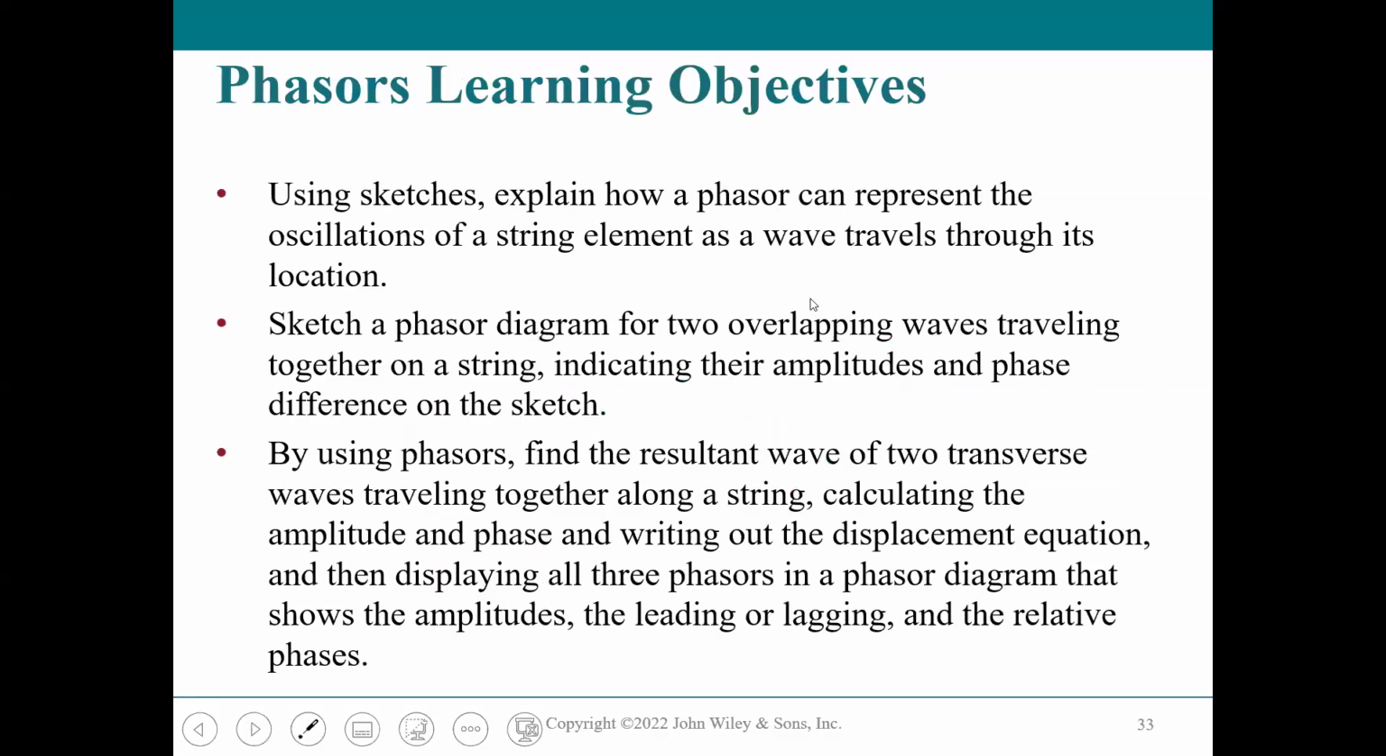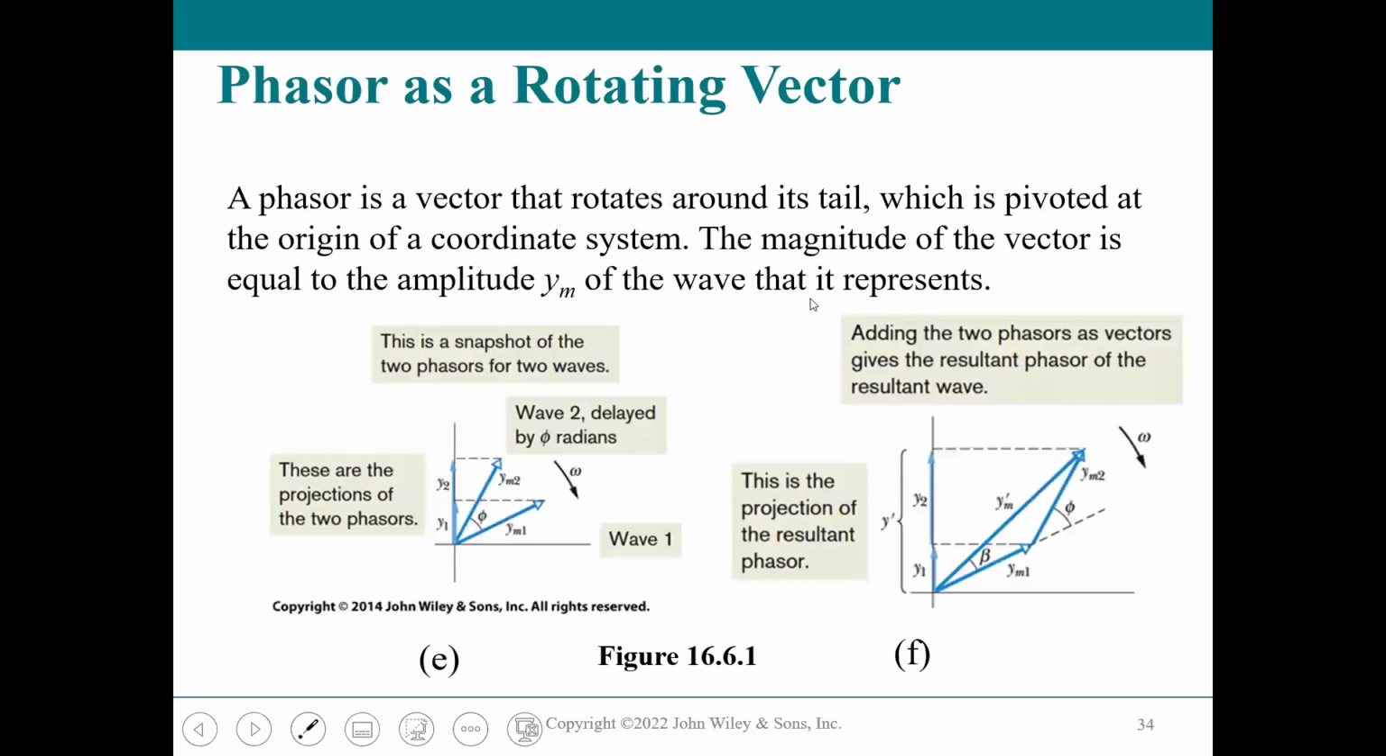Okay, and then phasors. This one is phase vector. A phasor becomes a rotating vector. A phasor is a vector that rotates around its tail, which is pivoted at the origin of the coordinate system. The magnitude of the vector is equal to the amplitude ym of the wave that is represented.